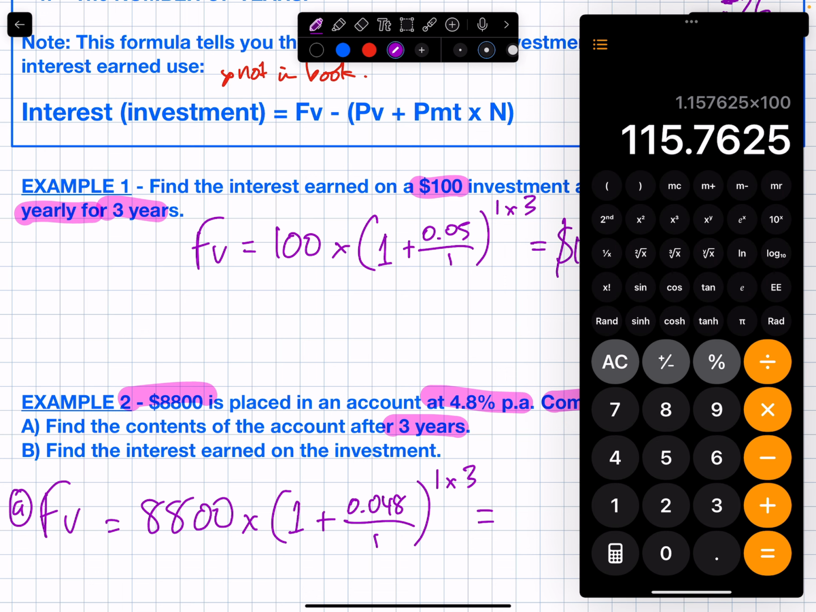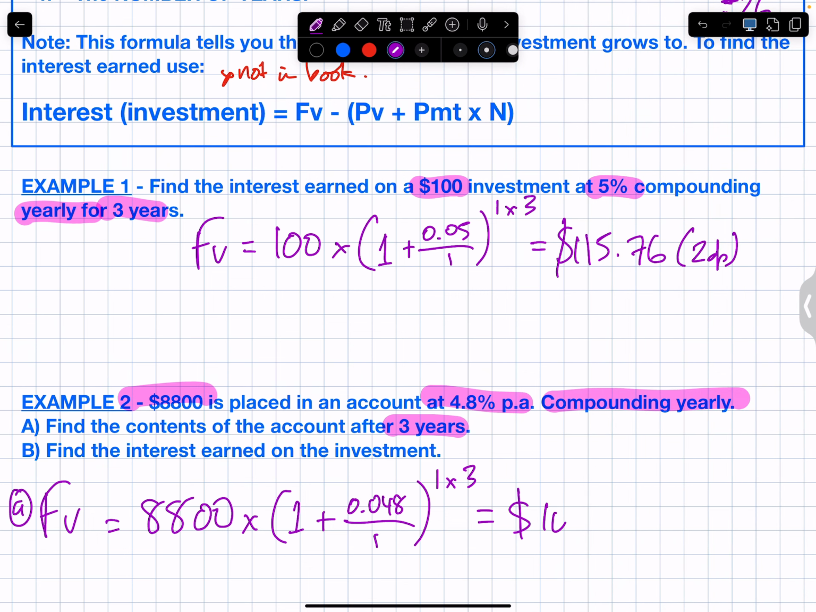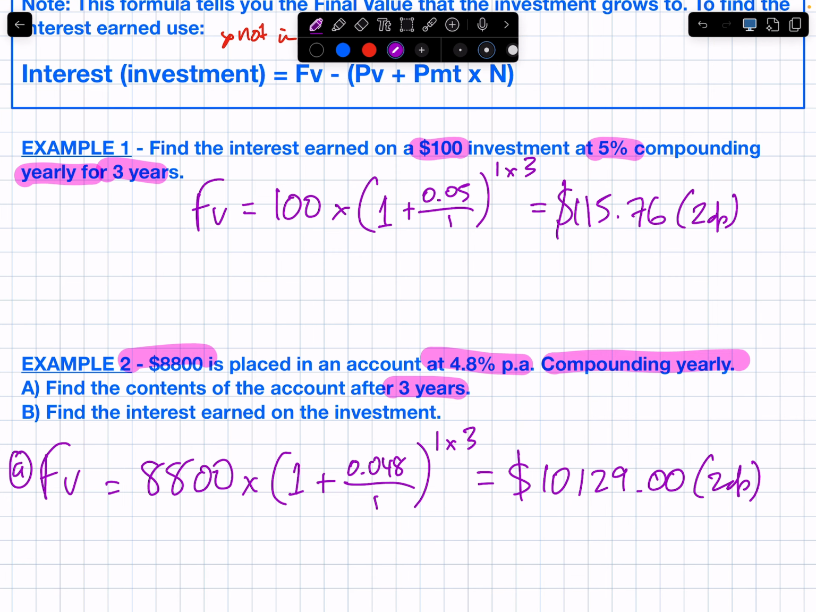So demo the calculator. Although you have a graphics calculator, it's easy to do this. 0.048 divided by 1, add 1, to the power of 3, times that by 8,800. That's telling me there's going to be 10,129. 10,129.00 to 2 decimal points after 3 years in the account. Why did I do this example? Is to demonstrate how to use my interest formula.